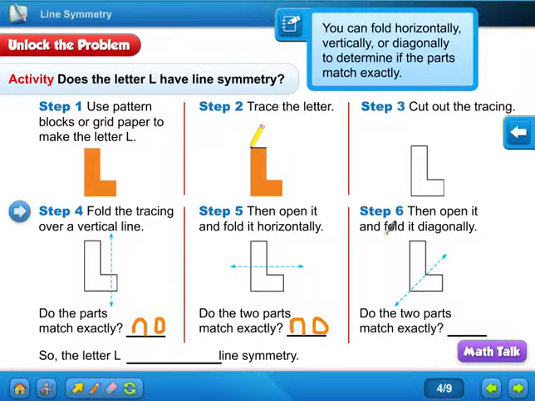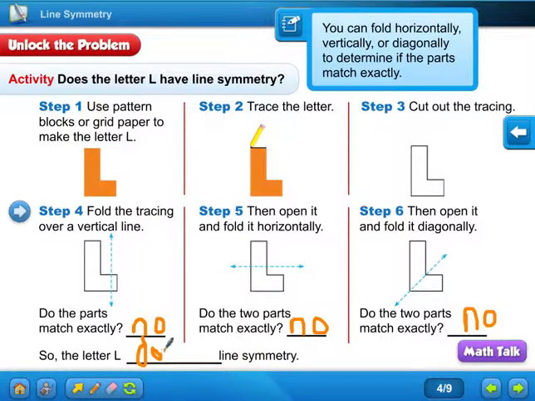Then open that piece of paper and fold it diagonally. So you can fold it diagonally here, here, right where it shows you. Do the two parts match exactly? Like, you can't have any extra sides or anything. Just like your W matched exactly when you folded it vertically. So the answer for this one is no. So the letter L has or does not have line symmetry. For this one, it's does.